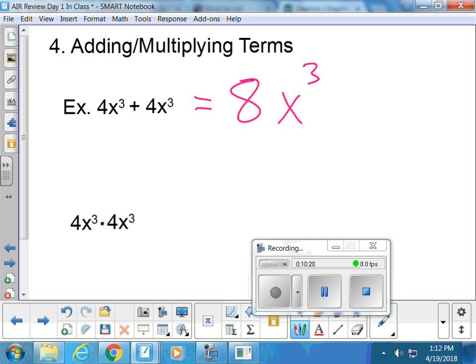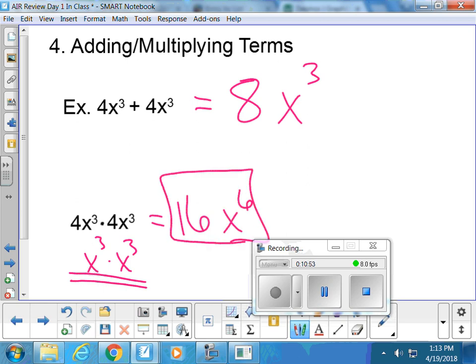All right, what about down at the bottom? 4x to the third times 4x to the third. What do you think is going to happen with this one? No guesses? So the 4 and the 4 multiply, so we are going to get a 16. But the x to the third and the x to the third are just being multiplied. And when you use your exponent rules, those powers get added. So 16 x to the 6.